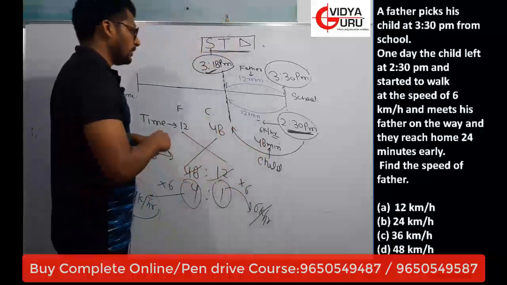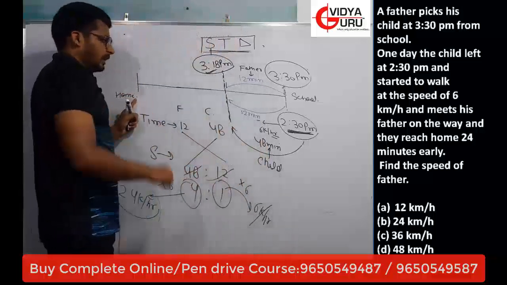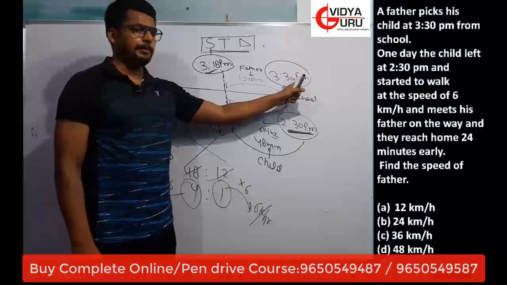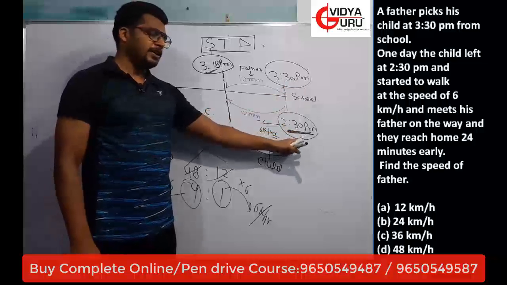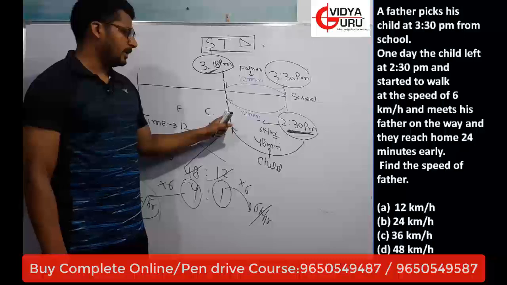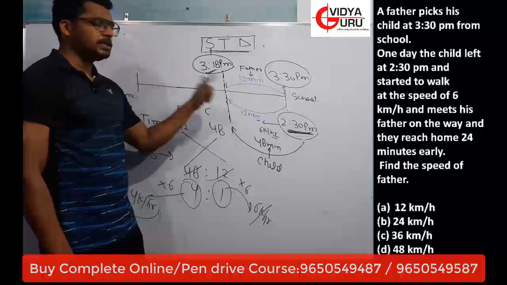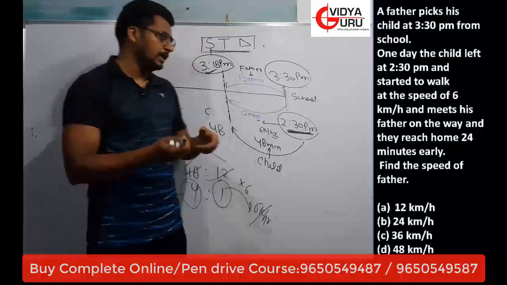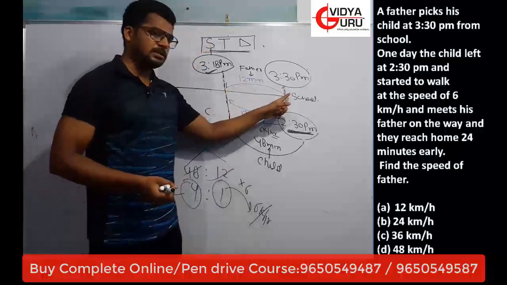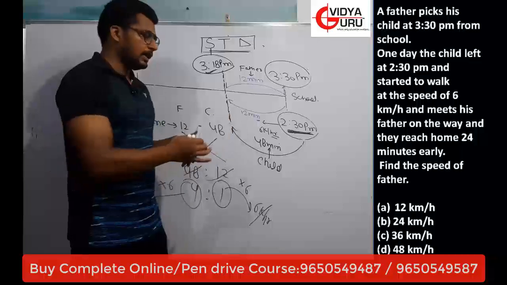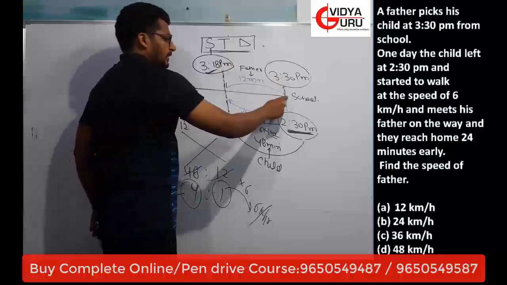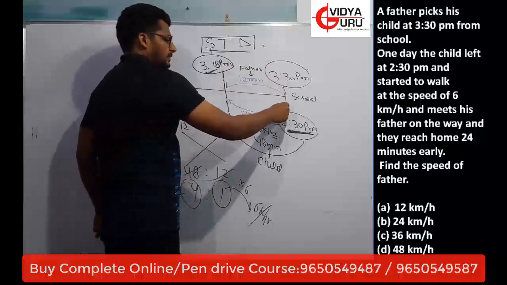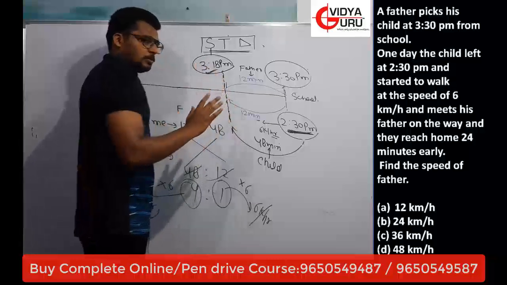I will explain you one more time. Father daily picks his child at 3:30 p.m. But one day child left at 2:30 p.m. and met his father on the way, and they returned home and reached 24 minutes earlier. What is the reason to reach home 24 minutes earlier? Father didn't cover this distance and didn't come back from here. That means he saves 12 minutes going to school and 12 minutes more coming back.